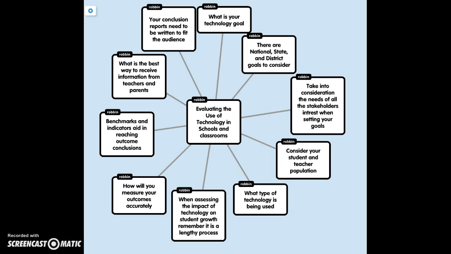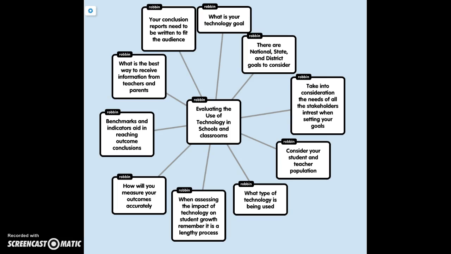Just what exactly are you trying to accomplish, or what do you want to test? What do you want to see? And you have to look at the national, state, and district goals to consider that. What is it that you want to put in your plan to test at the end of the year, or even down the road, to see if you're meeting those goals that you've set out for using technology?